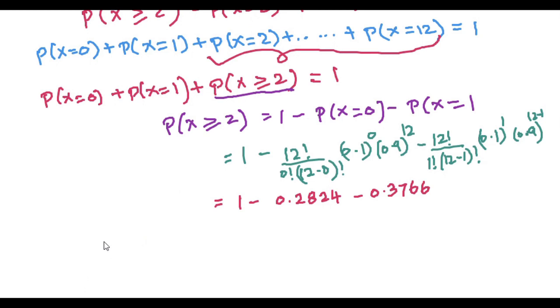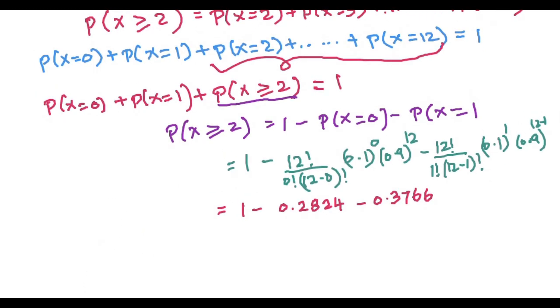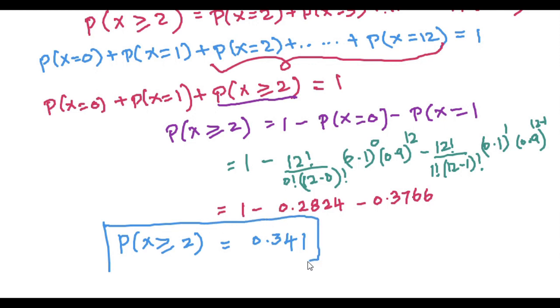So P of x greater than or equal to 2 equals 0.341. This is the answer for part B.